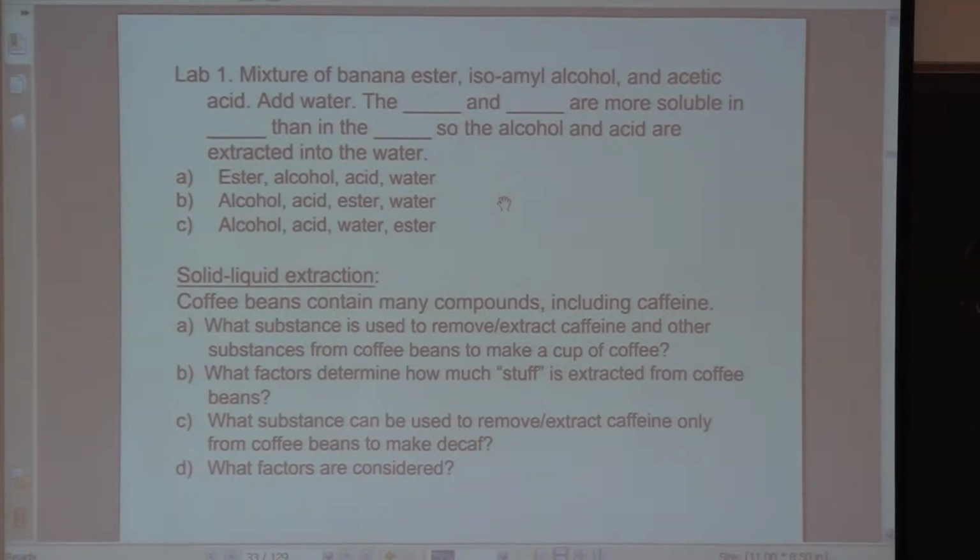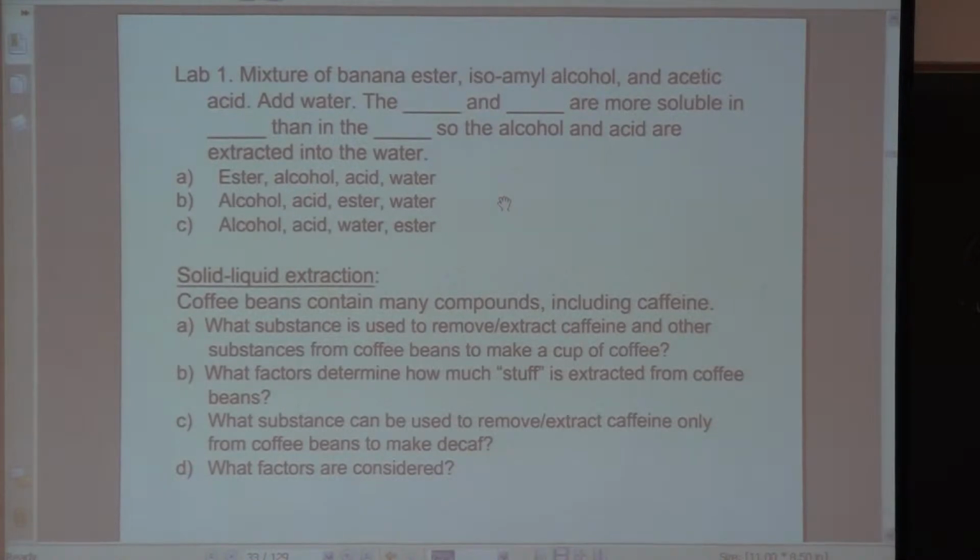Does everyone have an answer? Who says it's A? Who says it's B? Who says it's C? Yes, you're right. It's C. So note that in that extraction, the unreacted alcohol and acid mixed with the ester is extracted into the water. That's because the alcohol and acid are more soluble in the water.